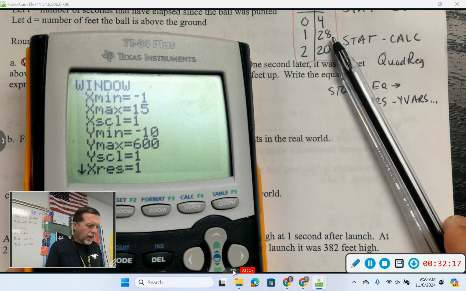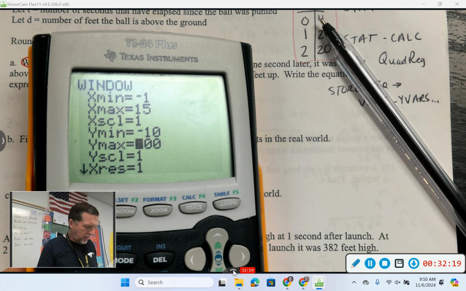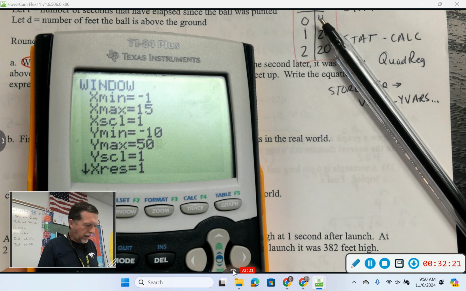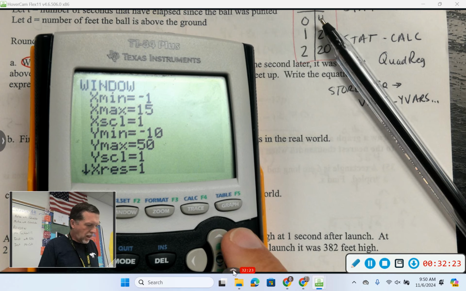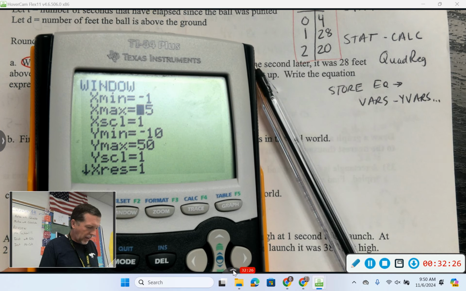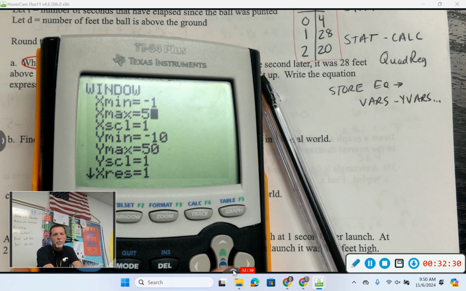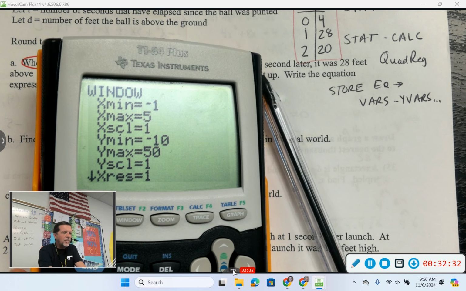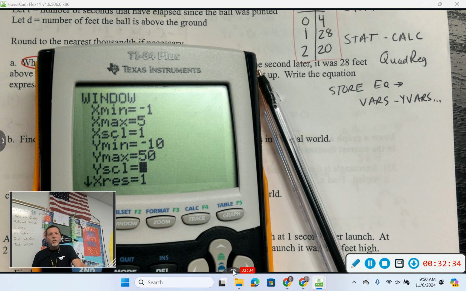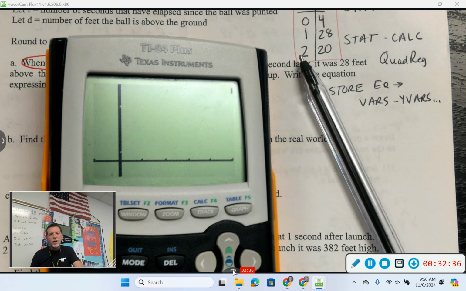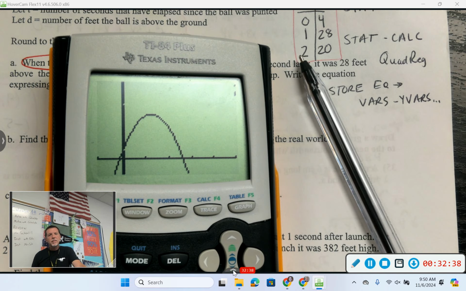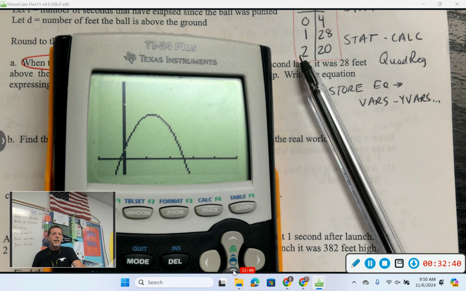The highest point I have is 28, but it might go higher than that. I doubt it goes up to 50. I doubt it's in the air for 15 seconds. So I'm going to go -1 to 5 for my time, -10 to 50 for the y. That's always a guess and check. Like if that doesn't work, then I go back and pick something else. All right, I'd say that's good enough. I see what I want to see there.